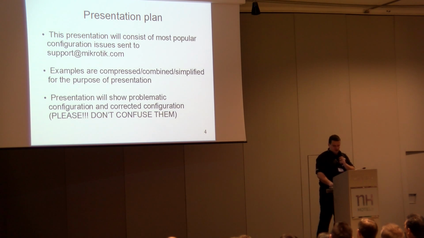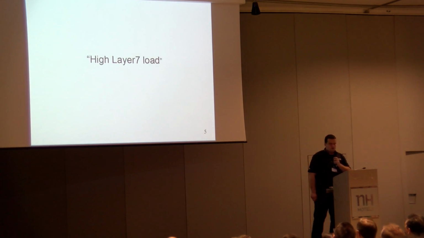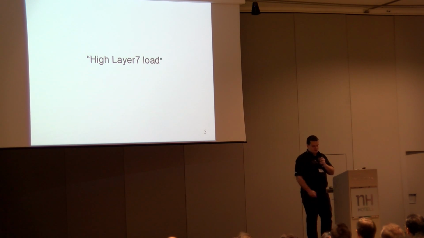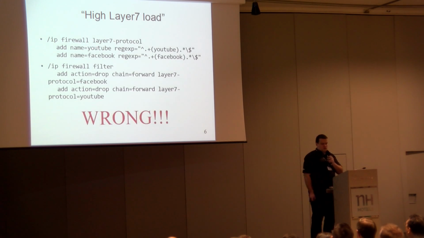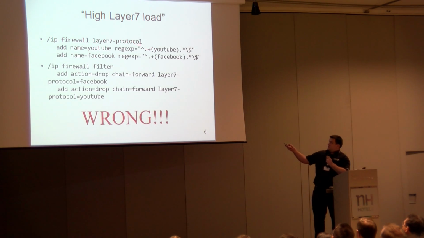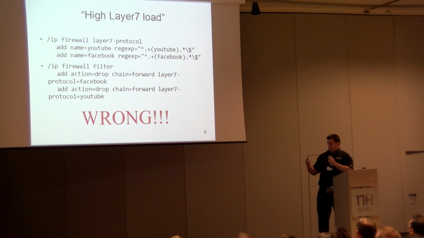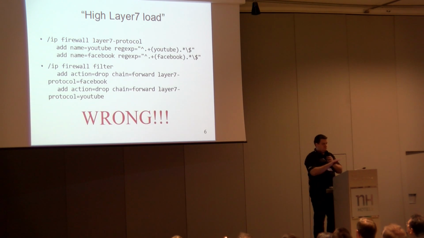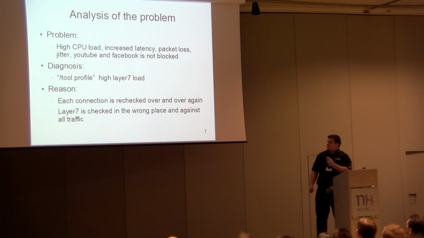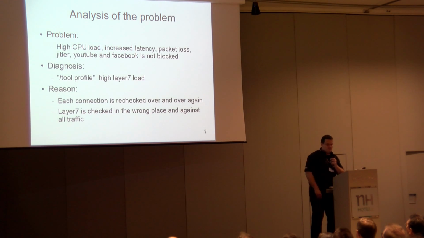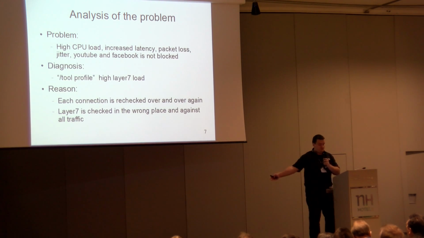So let's start with the first and most annoying: high layer 7 load, or high load in general. A typical configuration looks like this. We have layer 7, two regex for YouTube and Facebook. Then we have a firewall rule, which is quite simple: just action drop, chain forward, and layer 7. And with 3-4 such rules, you can kill the CPU performance of any router, even a CCR. Why is that? The problem is high CPU load, increased latency, packet loss, jitter. YouTube and Facebook are not actually blocked, so you get the load, but not the effect.